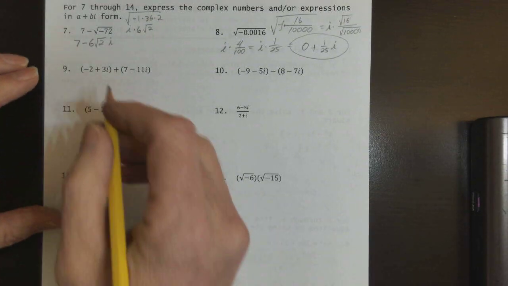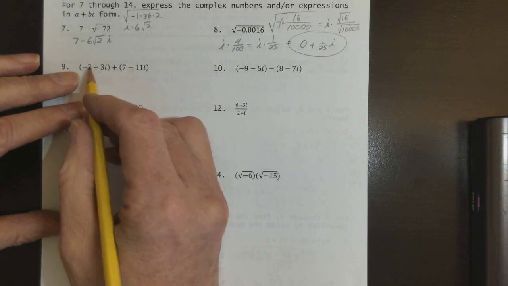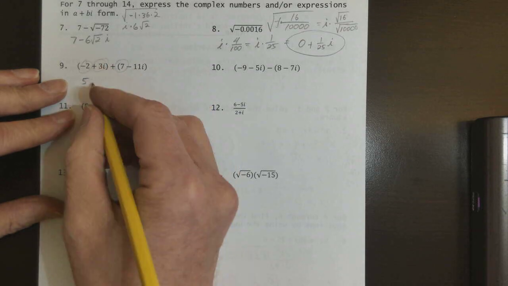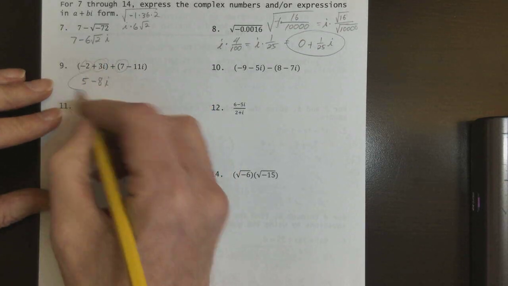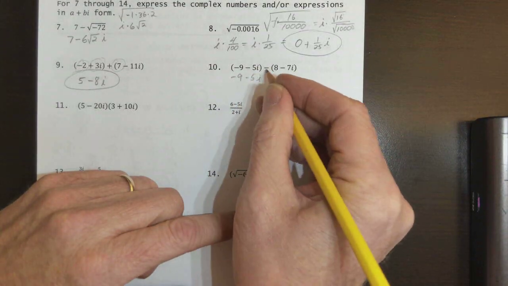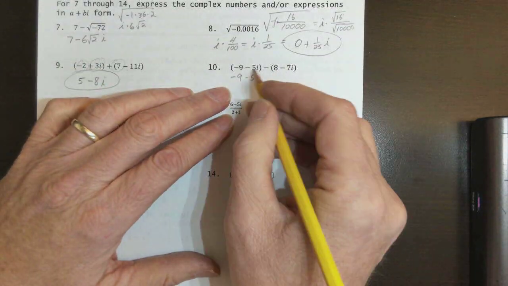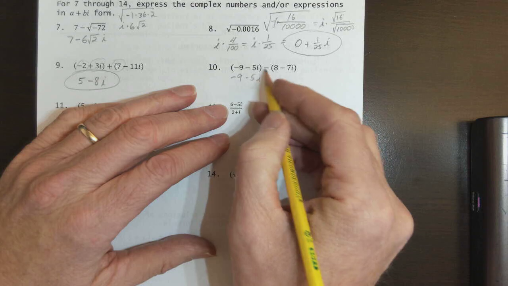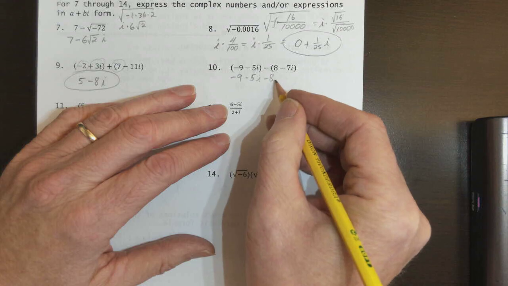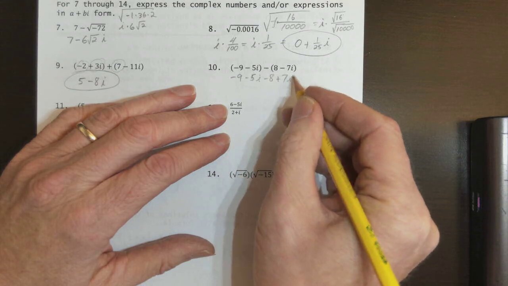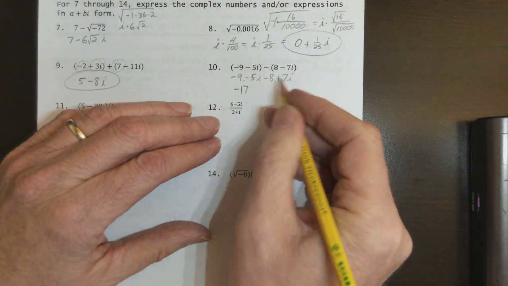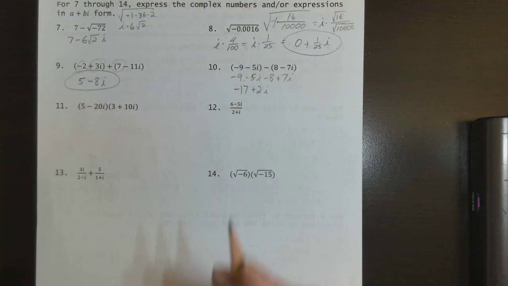All right. Adding complex numbers. Combining like terms is it. Negative 2 plus 7, that's 5. 3i minus 11i is negative 8i. 5 minus 8i there. Okay, negative 9 minus 5i. Now minus here, please just try to avoid the temptation to FOIL if you see something like this, because that's just the wrong operation. So negative 8 here, and then positive 7i. Negative 9 minus 8 is negative 17. Negative 5i plus 7i is positive 2i.